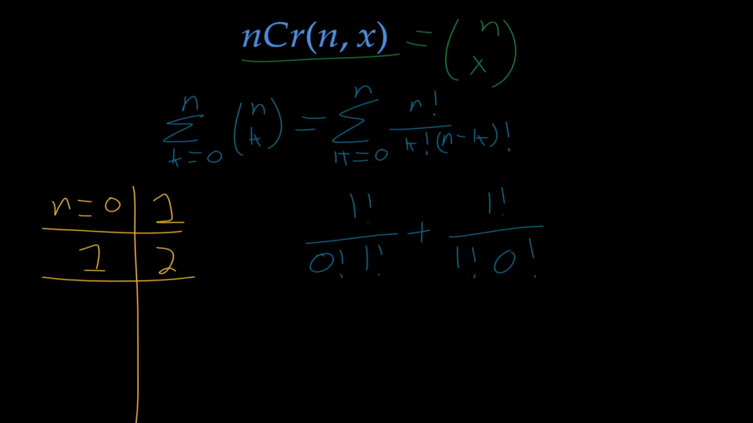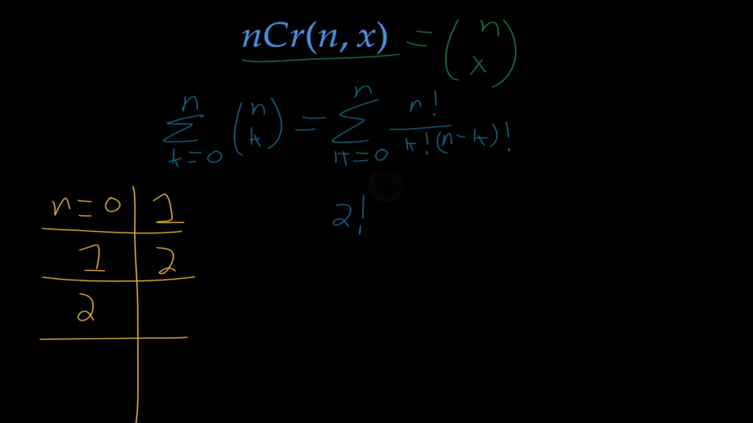It's 1 plus 1. Now let's do 2. I swear there's a pattern, and it's more interesting than just 1, 2, and then 3 or something like that. So for n equals 2, we have the sum from k equals 0 all the way up to 2. Let's plug in everything.